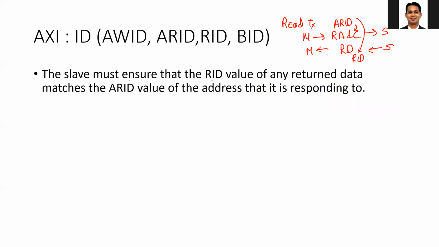So the slave must ensure that the RID value of any returned data matches the ARID value of the corresponding address. And the same concept applies to the BID: the slave must use the same BID for the corresponding AWID. And from this, you should know why there is no need for the WID.